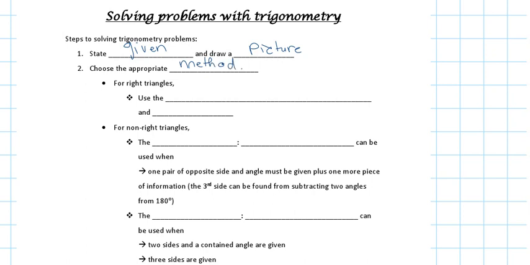Do I have a right triangle? If the answer is yes, then you're going to go to the trig ratios. So SOHCAHTOA, the primary trig ratios. So use the primary trig ratios, which is SOHCAHTOA.